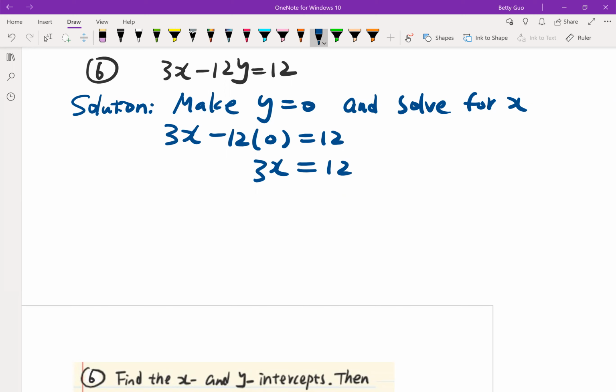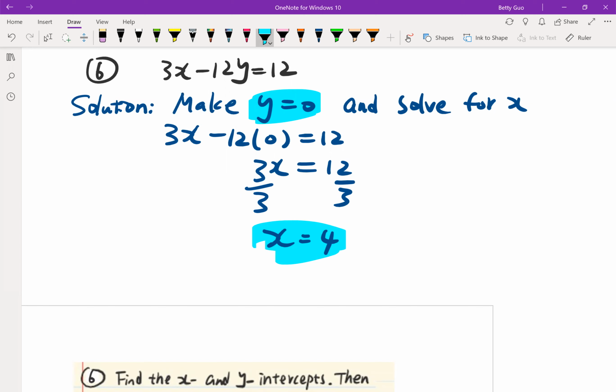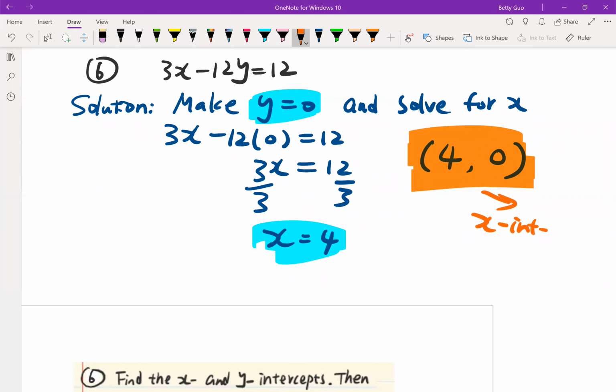Divide both sides by 3, and we have x equals 4. So as y is 0, x is 4. The x value always goes first, followed by the y value. So (4, 0) is the x-intercept.